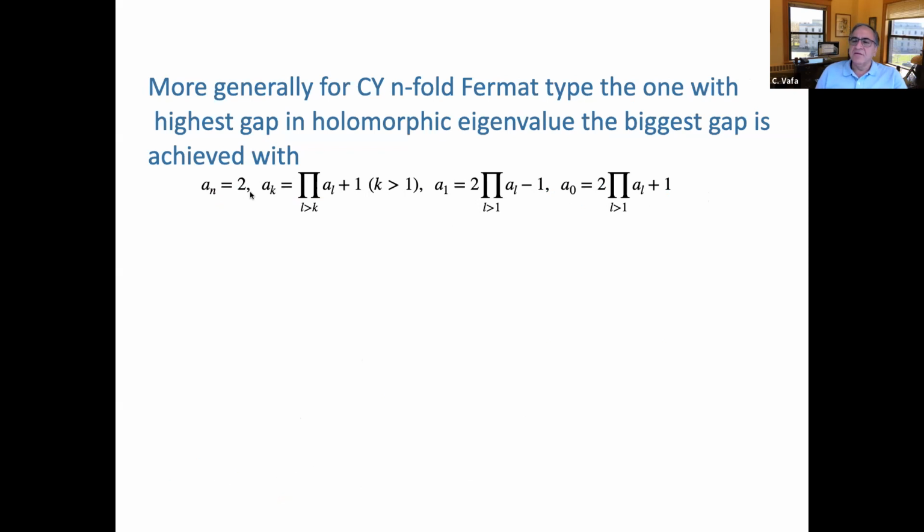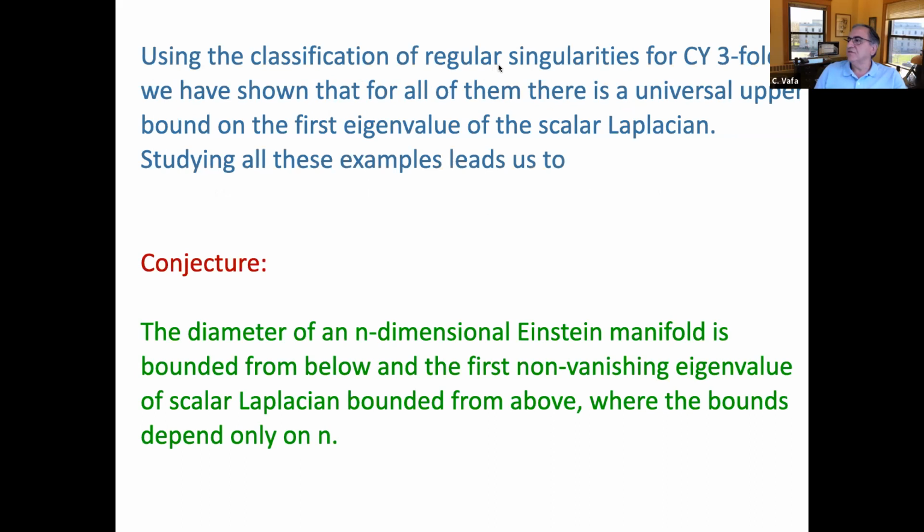Now, you might say, I have only looked at a very specific type of Calabi-Yau, namely Fermat type singularities, but there are a huge number of other Calabi-Yaus, which are not even hypersurfaces, such as intersections, or other more complicated spaces which are not of Fermat type. What about those? It turns out that using the classification of regular singularities for Calabi-Yau threefolds, we have shown that for all of them, there's a universal upper bound on the first eigenvalue of the scalar Laplacian. So at least for the Calabi-Yau threefolds which have regular singularities, we have proven there is an upper bound.